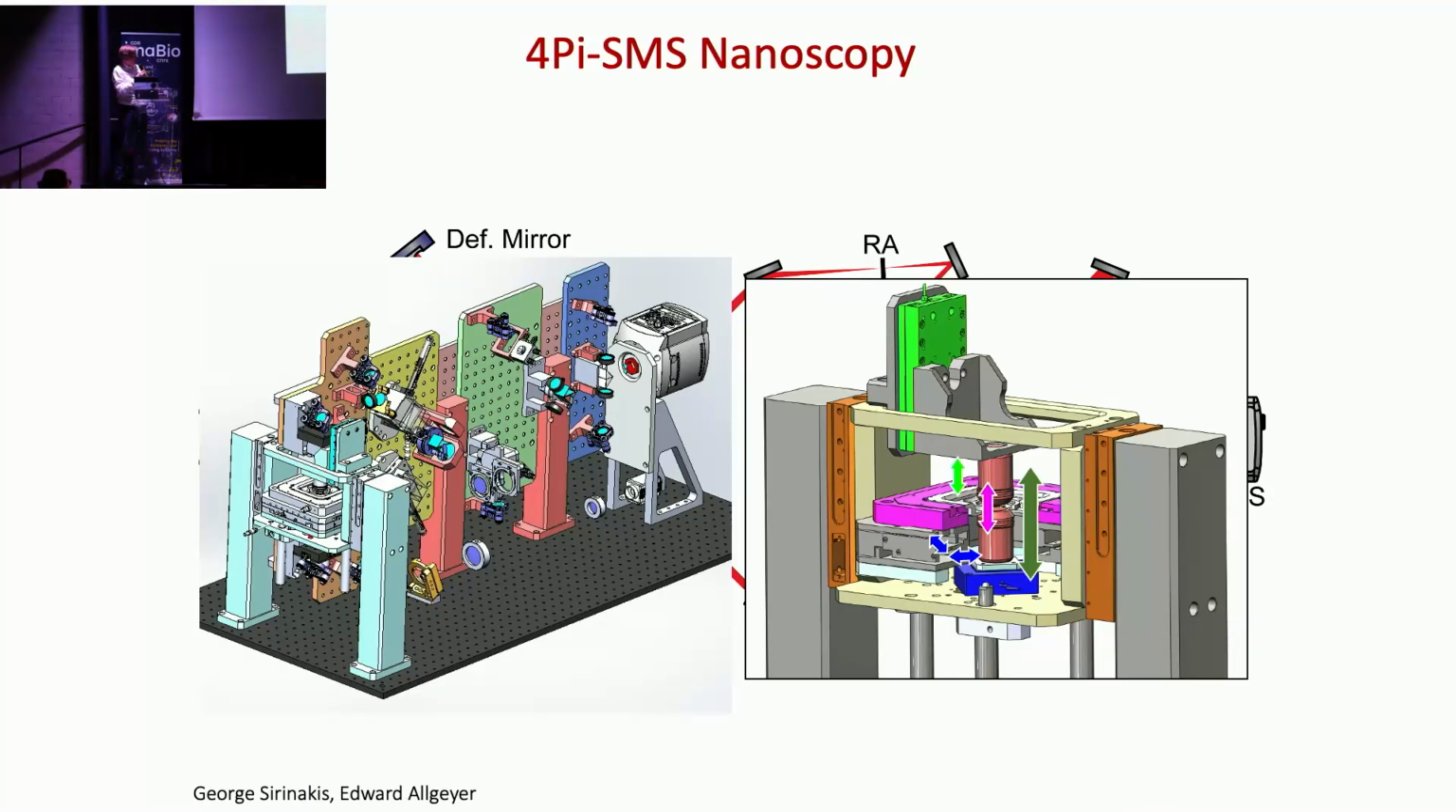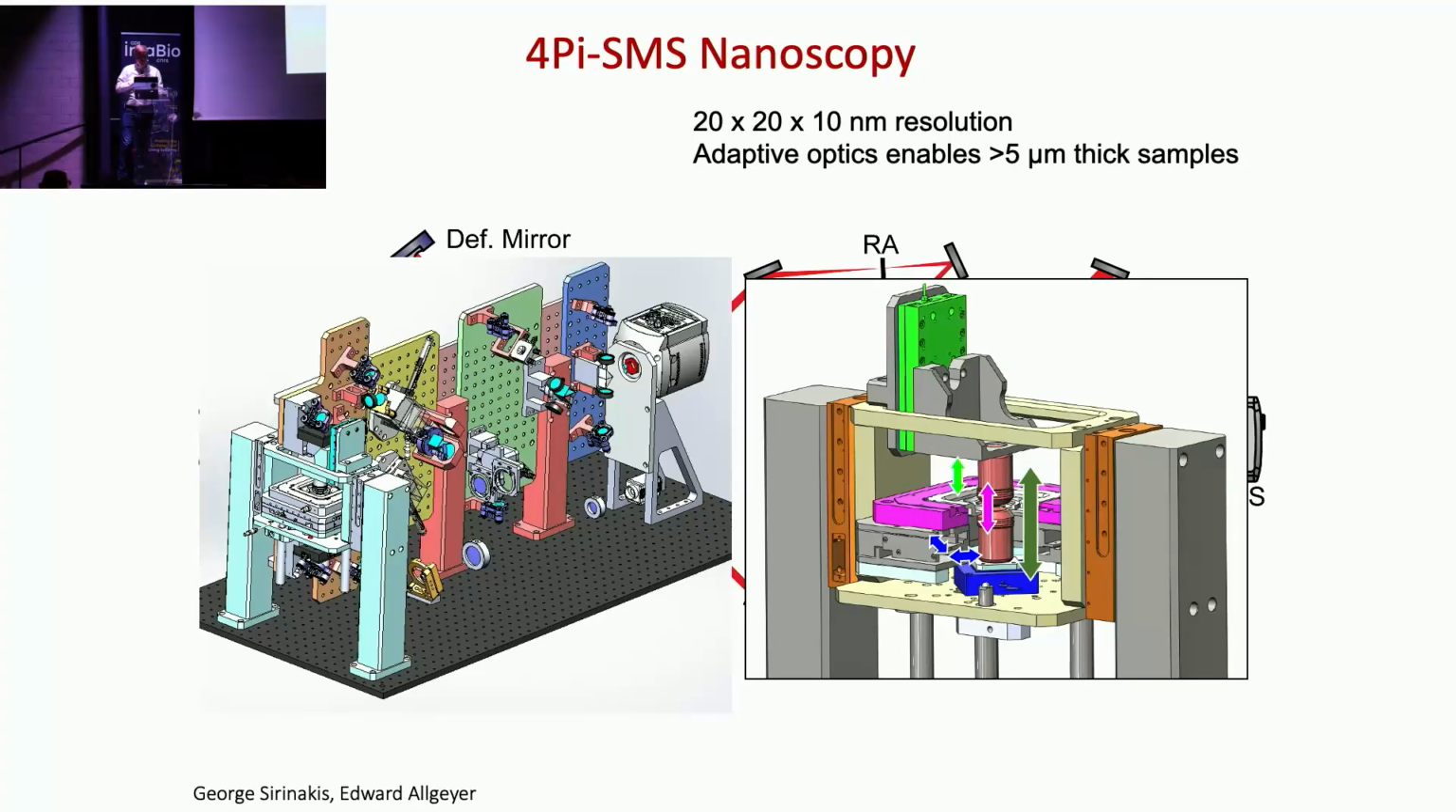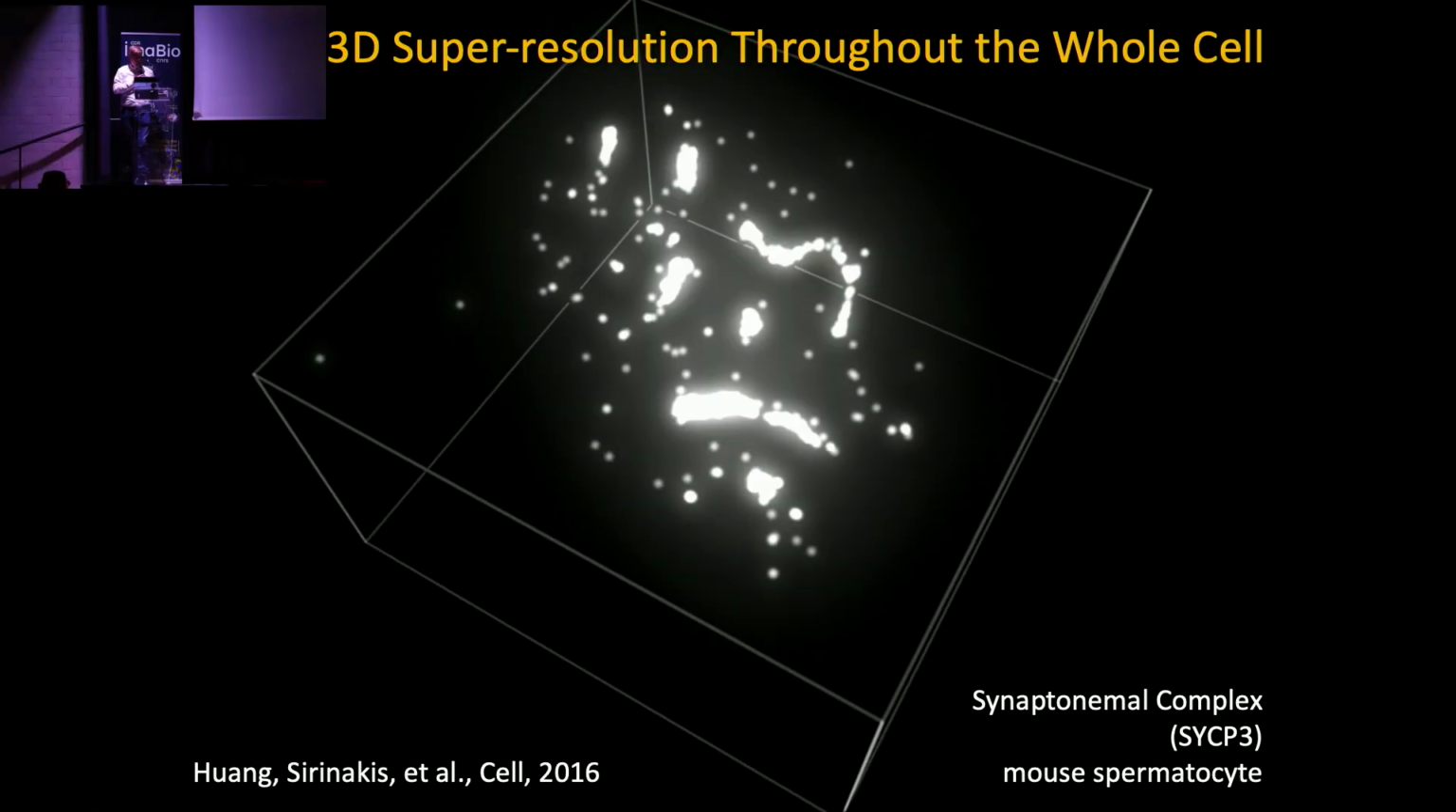This is the 3D SolidWorks design. Most of the interesting part happens here in the center around the objective lens, where you need to move objectives and stages very precisely relative to each other. So yeah, what we added at the time was some adaptive optics with deformable mirrors to allow imaging of thicker samples over the earlier approaches.